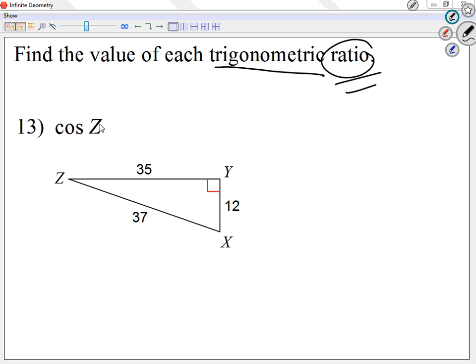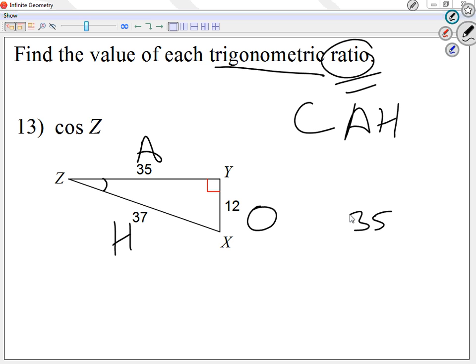The angle is going to be at corner Z. So let me mark my Z. It's going to be looking from that angle. I know from this 3, the biggest side is the hypotenuse. From the angle, the side that is farthest away is the opposite, and the one that's next to it is the adjacent. Cosine starts with a C. So from SOHCAHTOA, the one that starts with a C is CAH. That means cosine is adjacent over hypotenuse, which is 35 over 37. And obviously, if you can simplify the fraction, simplify it.